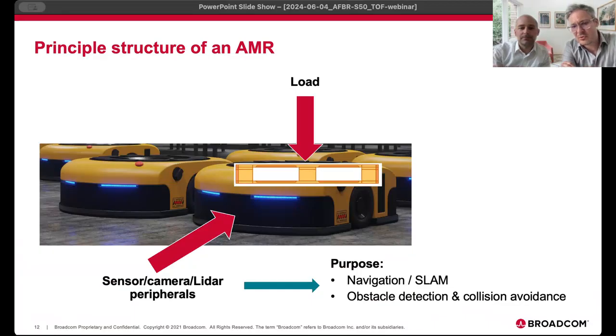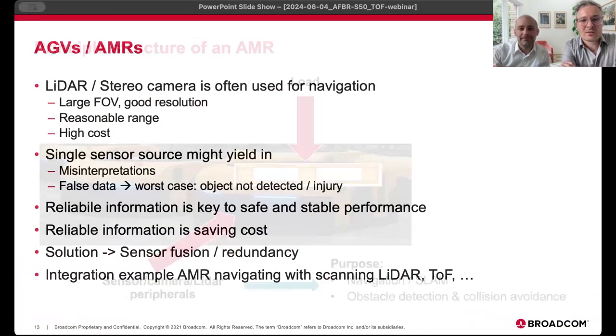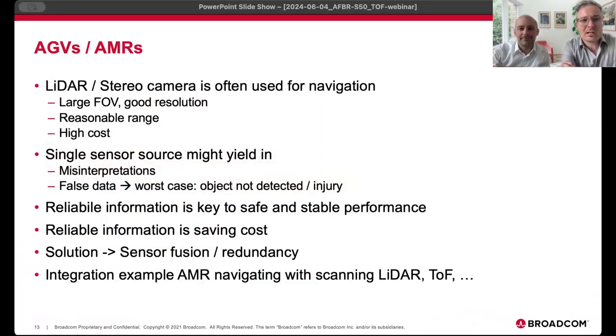What is shown here is actually a Europalette from the side. So let us take this as a load for this AGV. On the front side of an AGV, you usually have the sensing peripherals like sensors, a camera, or LiDARs. The purpose of these peripherals is usually navigation or SLAM, obstacle detection and collision avoidance, in order to let these vehicles drive autonomously.